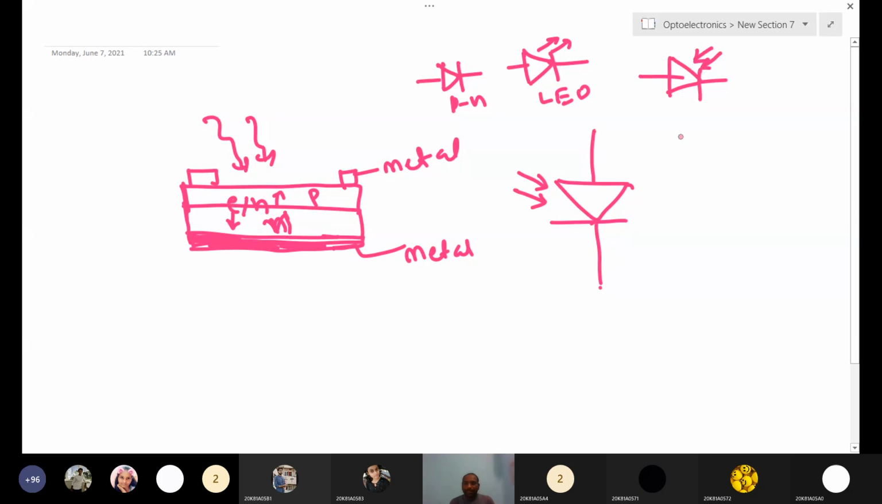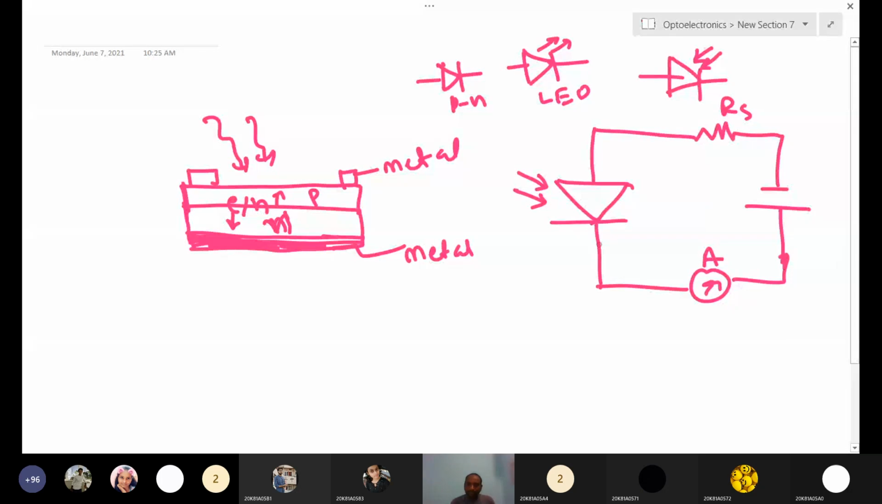Here you can connect the resistor. Again, this is a series resistor, and after that you give the reverse bias condition, and in the middle you can connect an ammeter to measure the current. This is the simple circuit diagram of the photodiode. Whatever electron holes are generated will be separated and go to the ammeter. Here we measure how much current is flowing in the circuit using the ammeter.